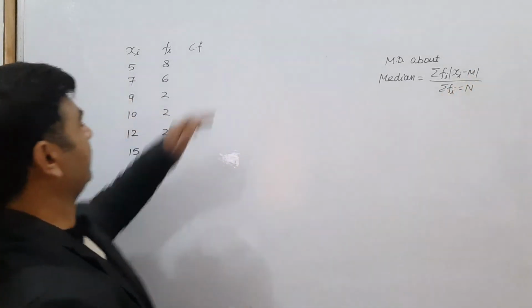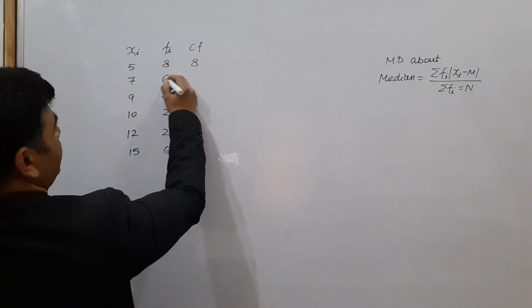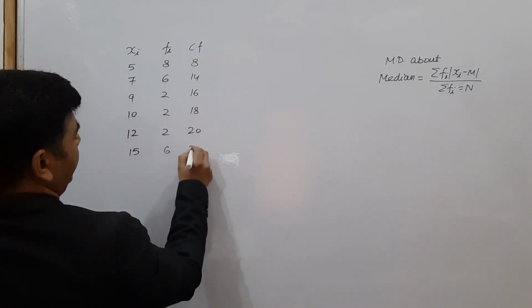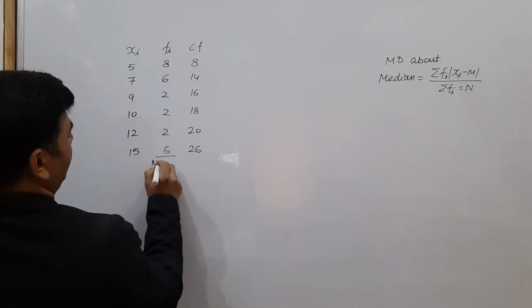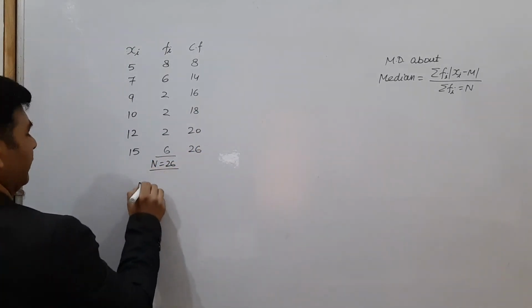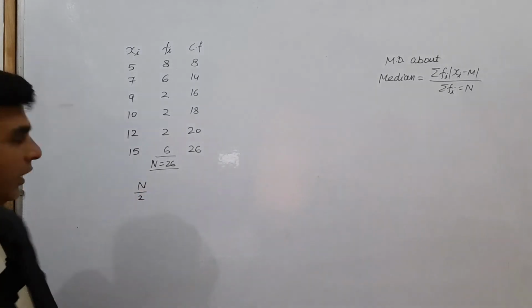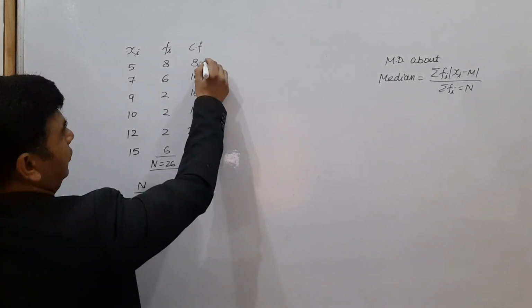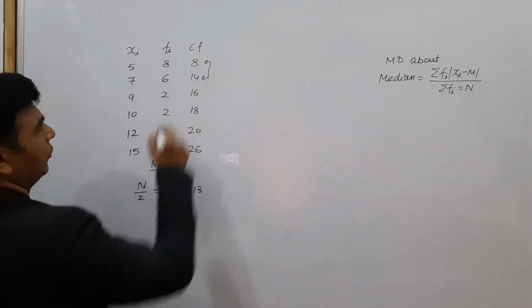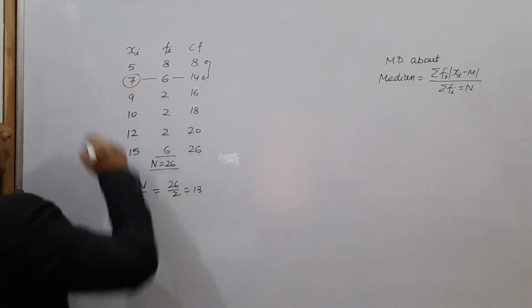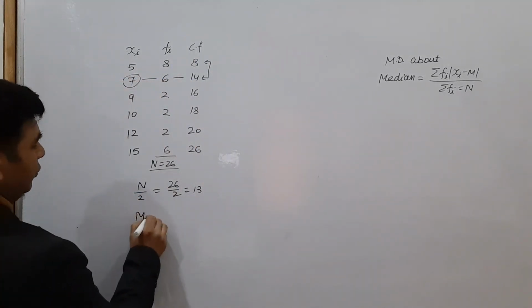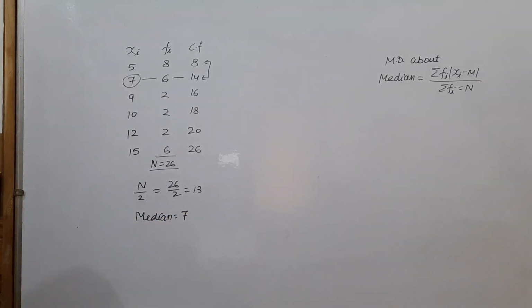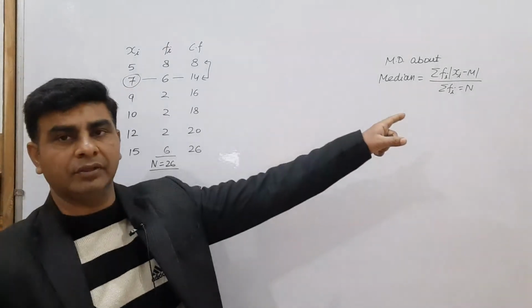To find the median, let me find the CF, which is given by 8 plus 6 is 14, 14 to 16, 16 to 18, this is 20 and this is 26. So the value of n is 26. Then we find n by 2, which is 26 by 2, that is 13. Now 13 lies in between 8 and 14. So in front of this value the median is 7. Now I have the value of median M as 7.